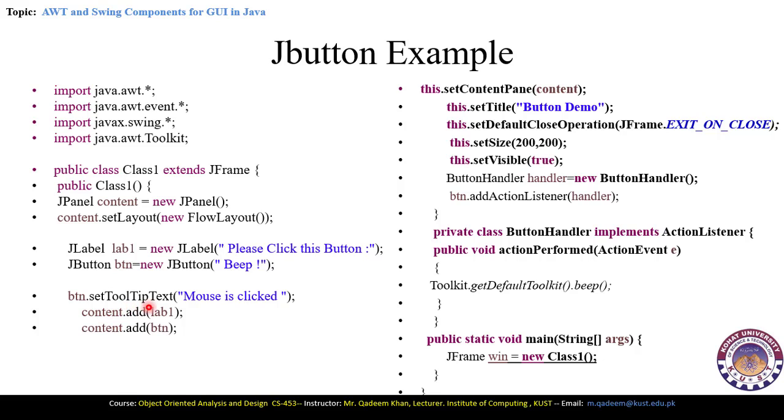The button is also set with a tooltip text, "Mouse is clicked here." When you point the mouse near this button, it will display "mouse is clicked" or click over this button.